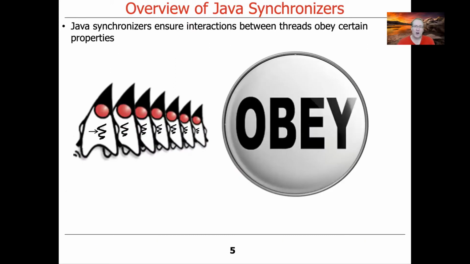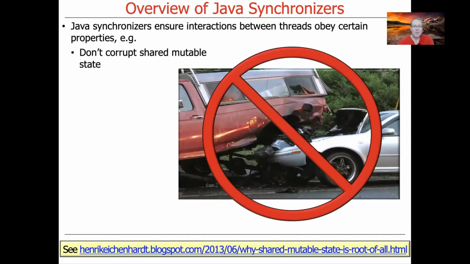Java synchronizers are used by threads to ensure that their interactions obey certain properties. So we want the threads to behave nicely. Probably the most important thing that you want threads to do is not corrupt shared mutable state. If you take a look at the link at the bottom of the page, you'll learn why shared mutable state is the root of all evil in concurrent programs. And of course, that's correct, but it's also often just a natural side effect of concurrent programming, so we have to learn to live with it. Therefore, we have to understand Java synchronizers in order to mitigate that potential evil.